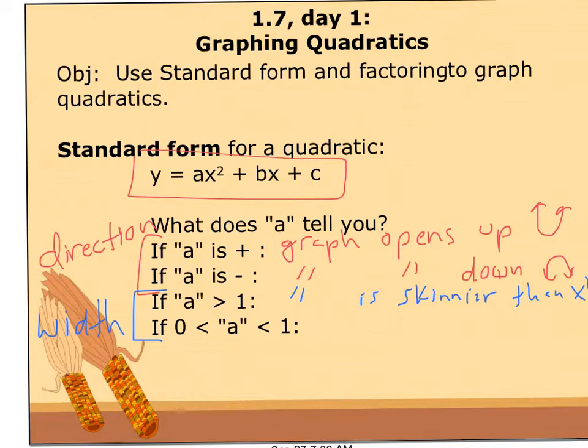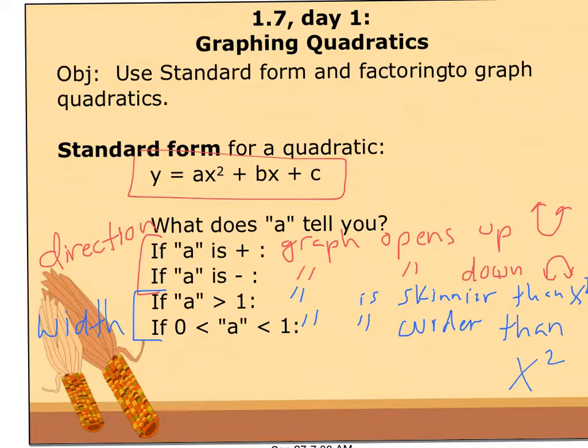The regular old quadratic graph, x squared, that hasn't been shifted or changed at all, if we were to compare this to that, we would see that its graph is skinnier. And likewise, if it's a fraction like 1/2 or 1/4, its graph is going to be wider than x squared.